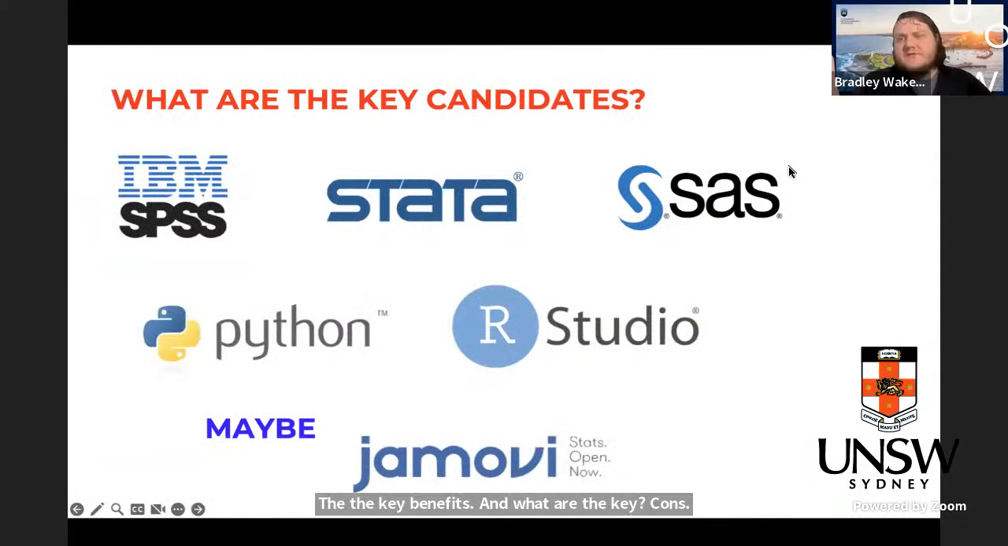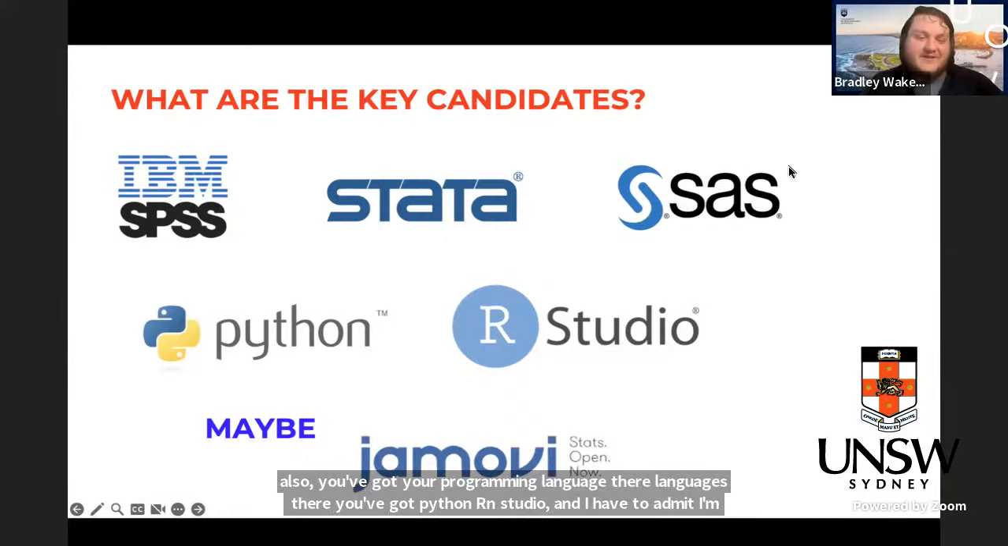So the softwares we're going to be looking at today are SPSS, which is probably the most common software I tend to see amongst my non-statistician clients. But I also get a handful of people who are using STATA, some people who are also using SAS, particularly those who are working in the government sector. Also, you've got your programming languages there. You've got Python, R and RStudio, and I have to admit I'm a bit biased. I'm an R and RStudio user, so I'm a big fan of that one.